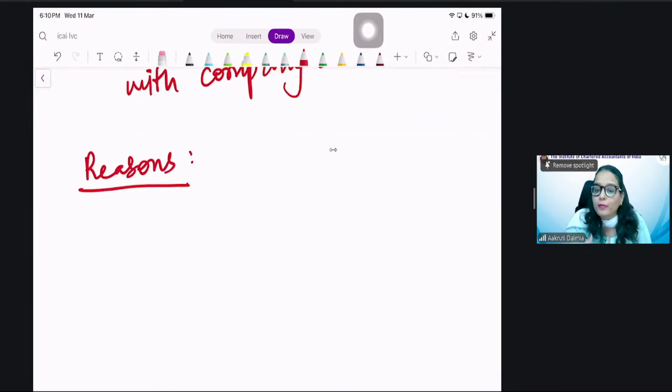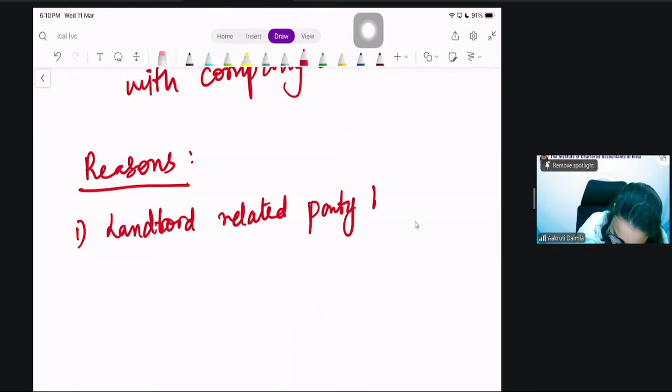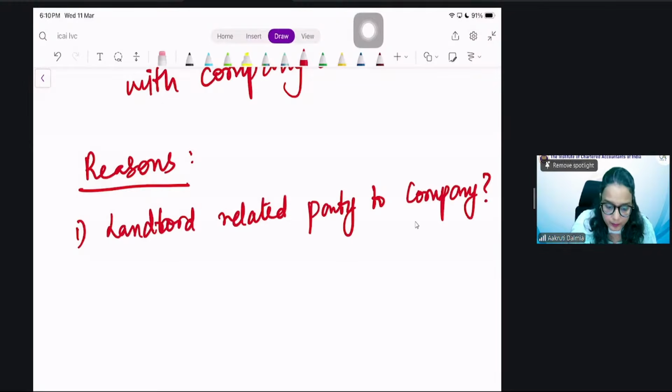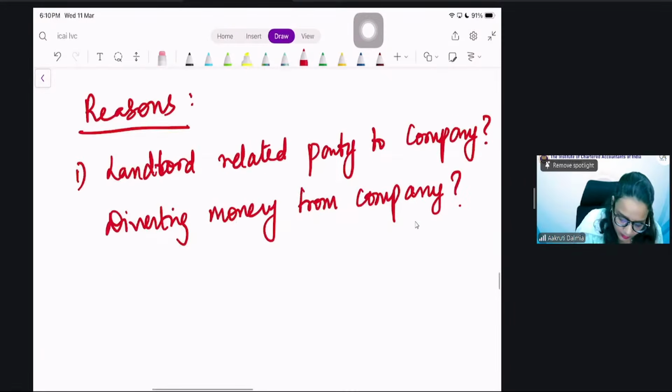We have to now inquire further. Am I going to inquire further now? Am I going to ask more questions? Or does my job end after seeing that the rent agreement is tallied? No. So the first question can be, is the landlord a related party to the company? Maybe they are diverting money from the company.